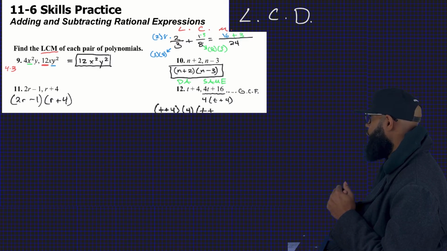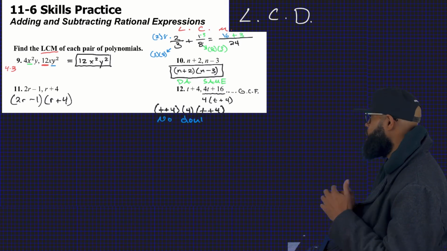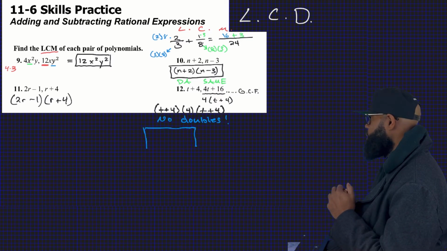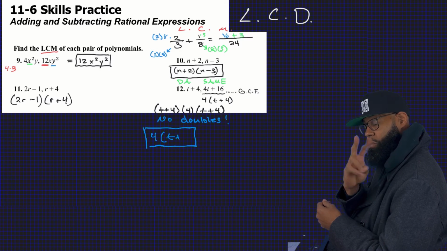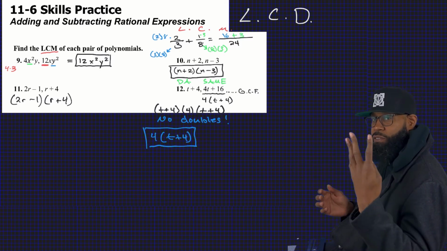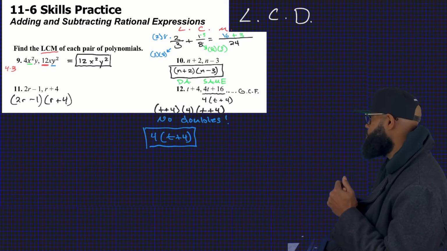So now I have a few multiples I'm thinking about, a few factors I'm thinking about. Thinking about the t plus 4, the first binomial. I'm thinking about the 4 that I pulled out, and then I'm thinking about that other t plus 4. So see there's 3 there, where normally we've only had 2. Well, that's what I'm recognizing. No doubles needed. Just have the 4 and the t plus 4, and that's your common multiple.